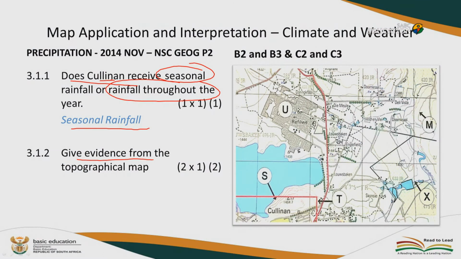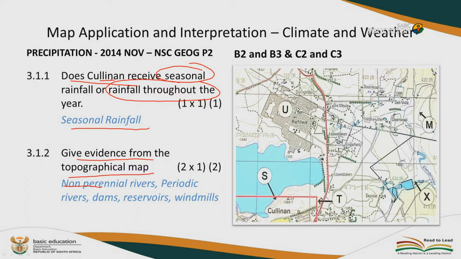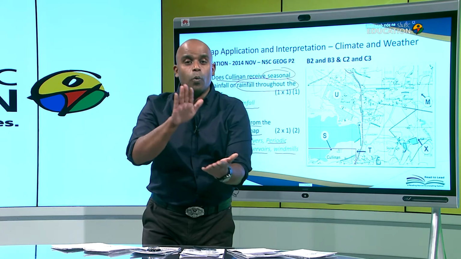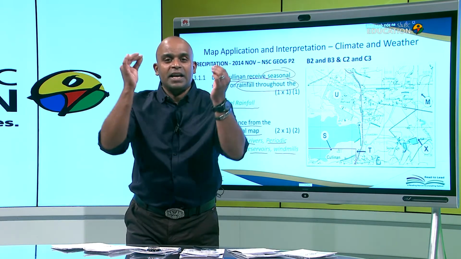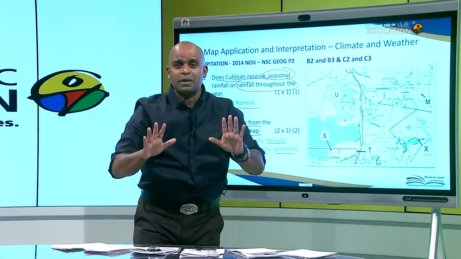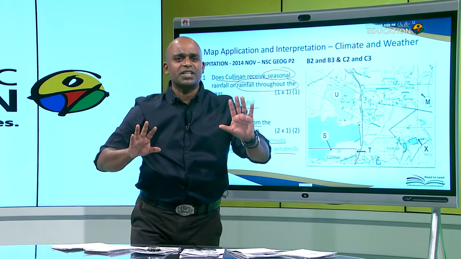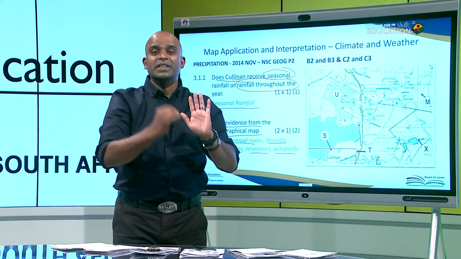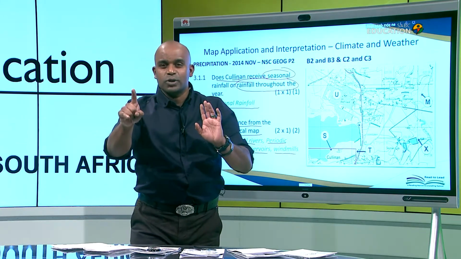Give evidence from the topographical map. Let's go straight to the answers. Note the answers: non-perennial rivers, periodic rivers, dams, reservoirs, and windmills. These are just some of the evidence that you will be focused on when analyzing the map. And if you see these symbols on any topographical map, whether it be in examination or in a test, you should note seasonal rainfall is associated with these symbols. Let's look at the next question.